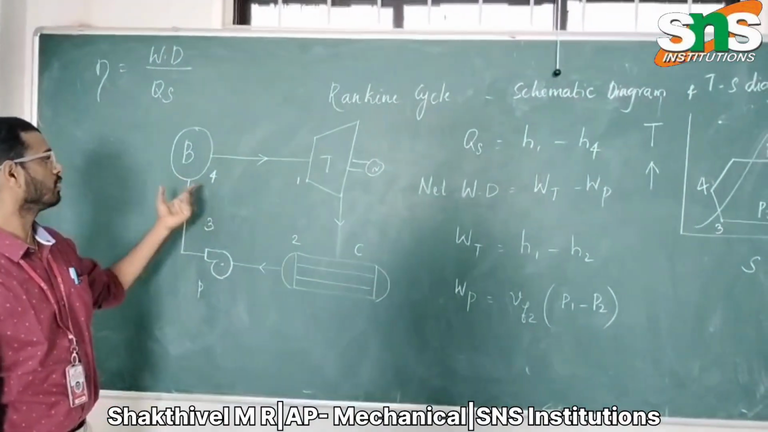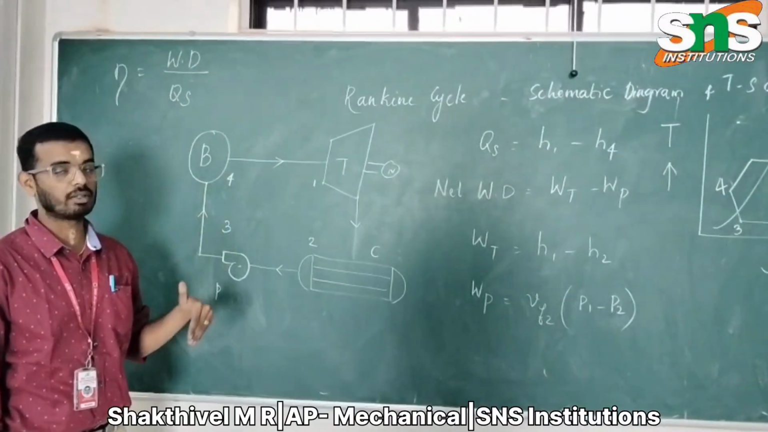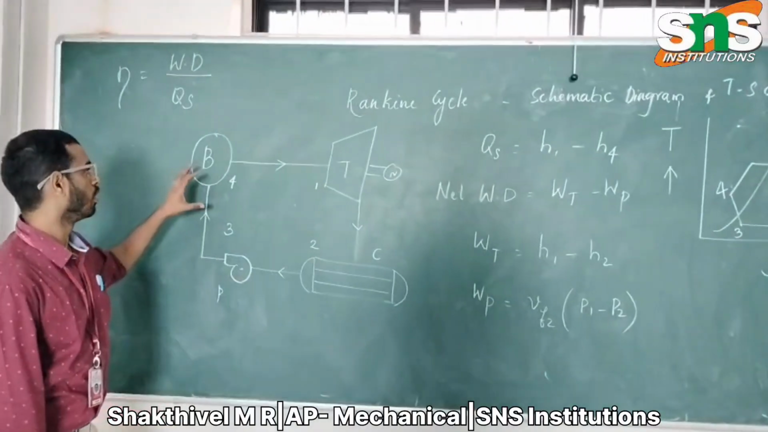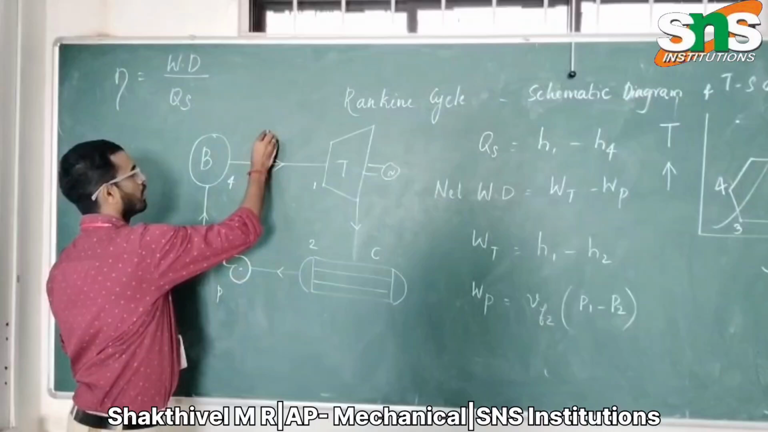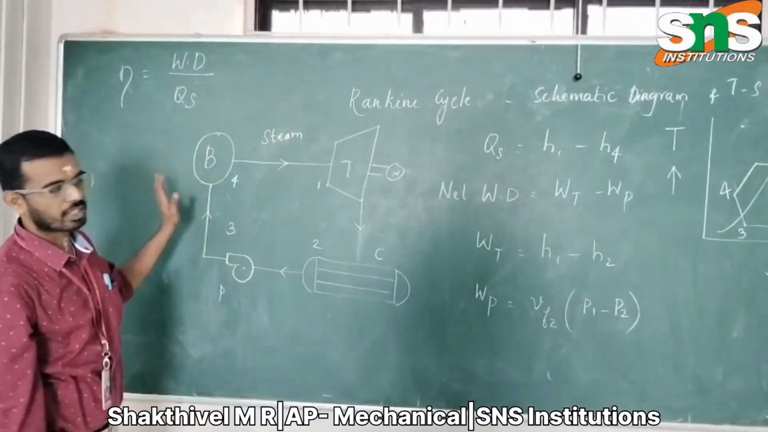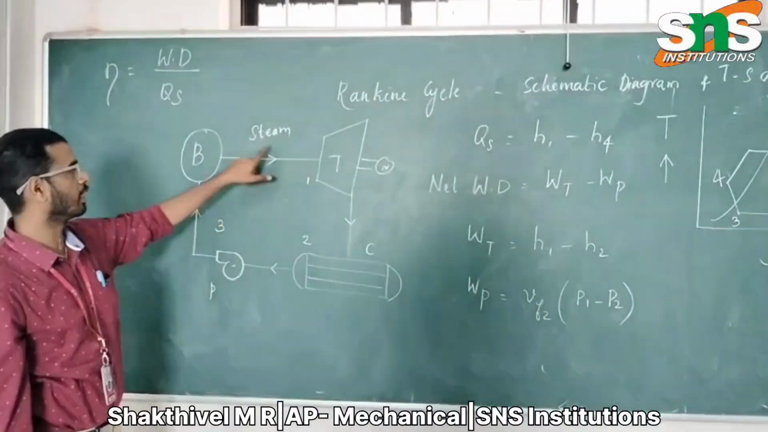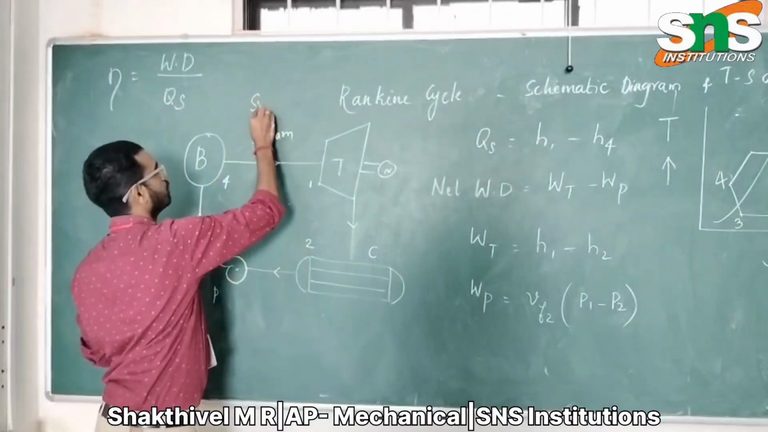The water enters the boiler, gets converted into steam and goes into the turbine. So initially from the boiler, the water comes out as steam. Water is converted into steam and goes from the boiler into the turbine. It contains only steam, that is superheated steam.